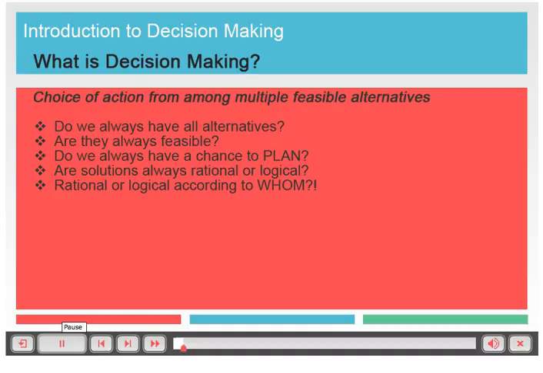What happens if we don't have a chance to plan? We still have to make decisions, but we don't have an opportunity to take some time in advance to think about our options or to actually critically analyze these things.